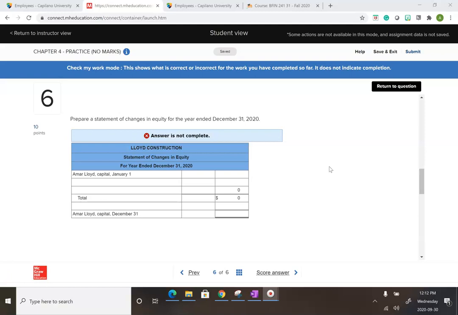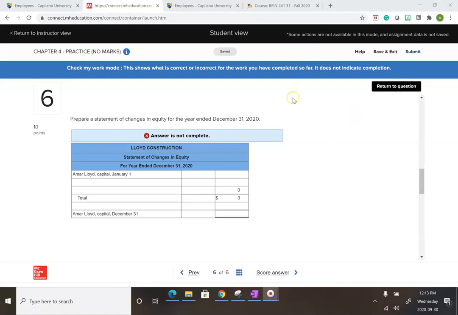So we always prepare our income statement first, and then that leads into our next statement, which is called the Statement of Changes in Equity. And since I'm just dealing with a sole proprietor, I'm preparing the statement using capital, withdrawals, and profit.